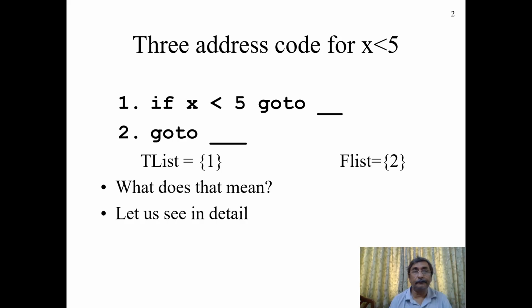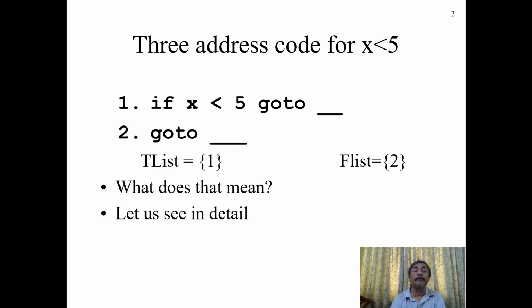For x less than 5, the three address code generated is a combination of two jump statements, two go to statements. First one is conditional: if x less than 5, go to somewhere. And the second statement is unconditional, which is go to somewhere else. We can very easily understand that where to go is not known now. Why? Because the context in which this particular condition is used is not known to us.